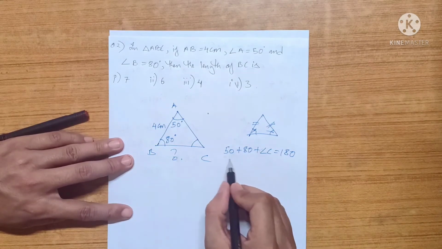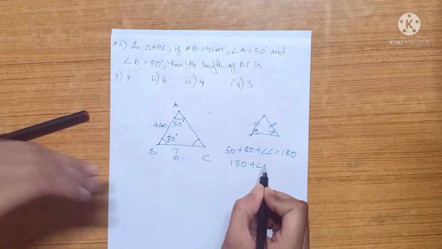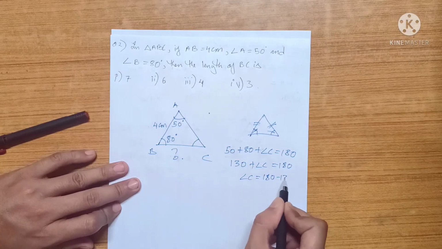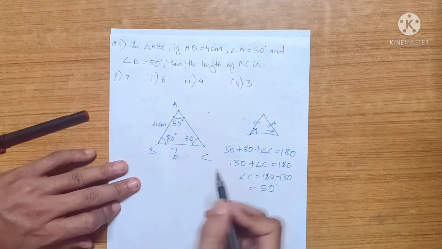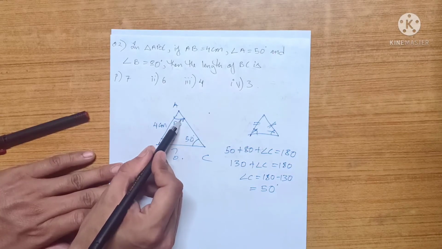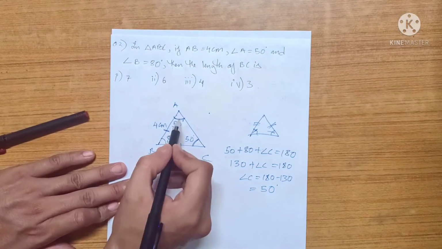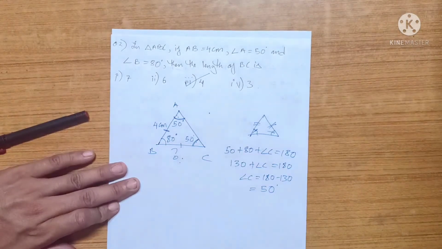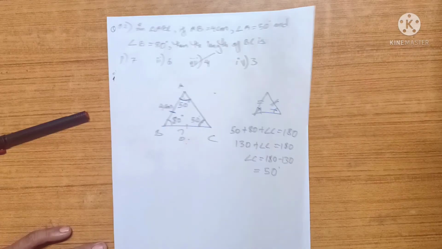Now angle sum property. So 50 plus 80 will be 130, plus angle C equal to 180. So angle C equal to 180 minus 130, which we will get 50. If this is 50, these are the equal angles. So equal sides now, connect the equal angles together. So these two will be the equal sides since this and this are equal angles. So if this is 4, this will also be 4. That's it. Let's go to question number 3.